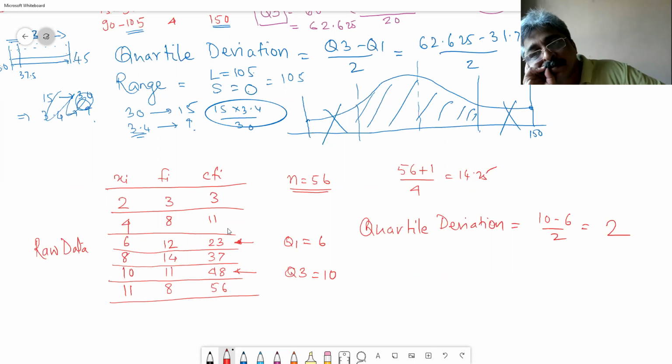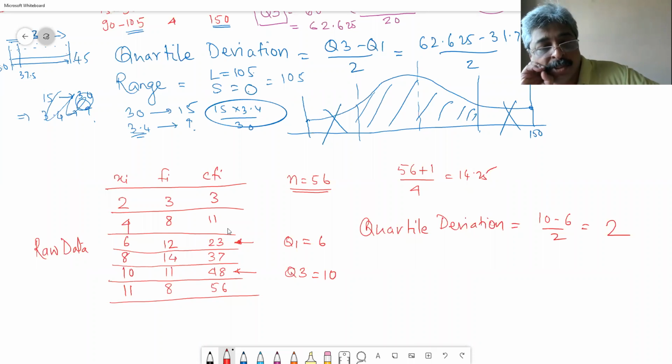Sir, I think the n plus 1 you gave would be useful for an odd number of observations. Yes sir, that will work for odd numbers, not for even. Even 30, n by 4 or n plus 1 by 4, so that you get a good number.